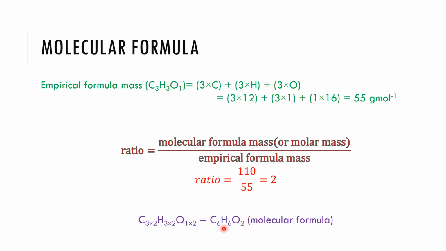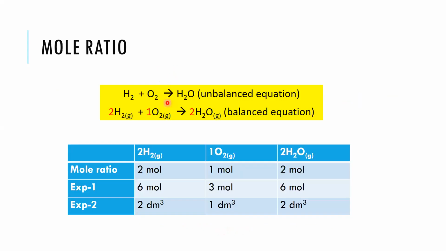This is the actual number of elements, and this is the ratio between them. How do you find the ratio between them? Divided by 2, it's going to give you 3, 3, 1. And what about mole ratio? Okay, that is the next step, the mole ratio.